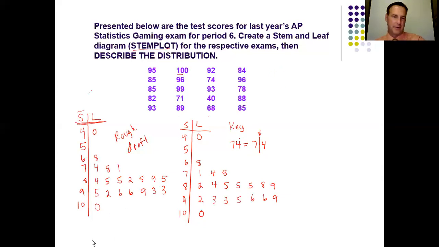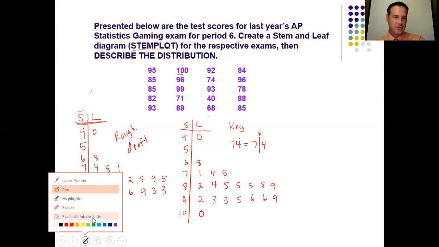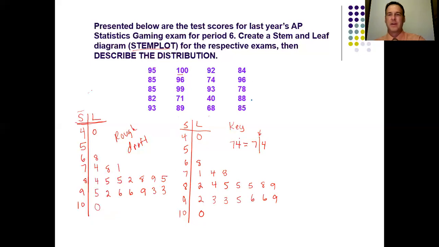S, let me pick a different color because I'm sick of red. Blue. Okay, so S stands for shape. And if I look at this, I would say that it looks maybe a little bit skewed. Maybe not. If I look at this, these are pretty balanced. We have a little bit of items here. It may be a little bit skewed towards lower values, but not a whole lot.